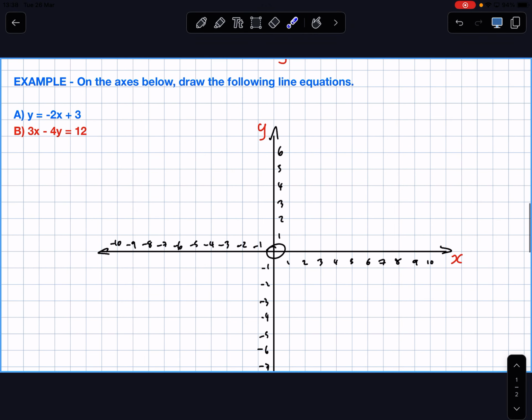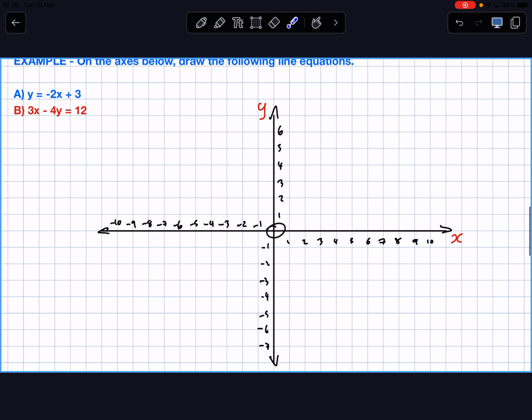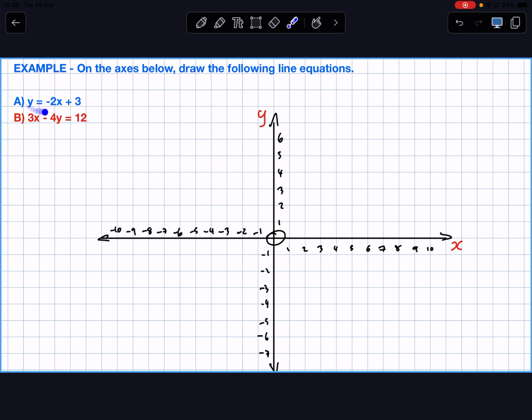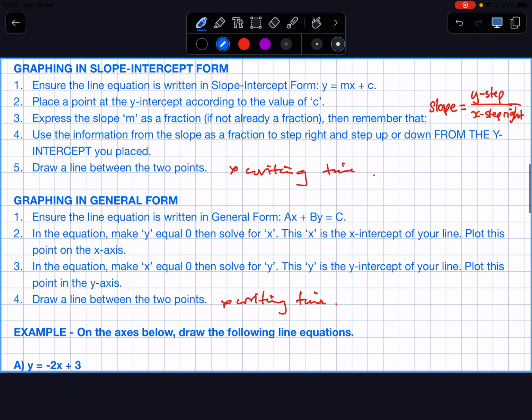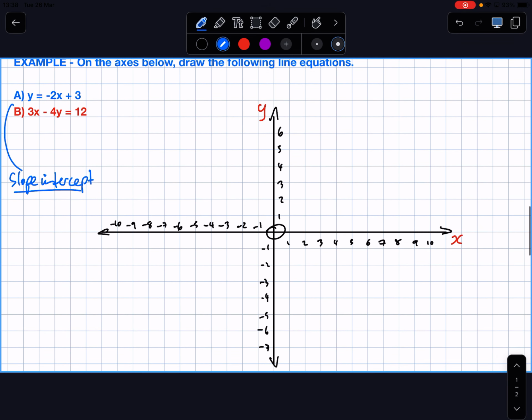All right, let's look at blue. Y is equal to negative 2x plus 3. So what form is this in? Is this general, or is this slope-intercept? Slope-intercept. Are you sassing me, young man? Me? Yes. That was a guess. Okay, it's slope-intercept. So what are the steps to do that? Ensure the line equation is written in that form. Yes, that's why he said that. Place a point at the y-intercept according to the value of c. What number is c in that? 3. Good.